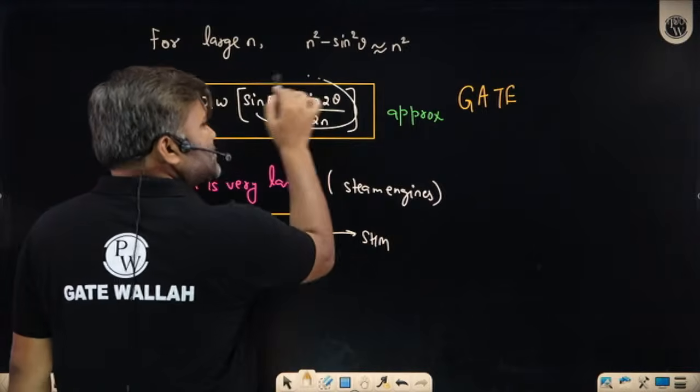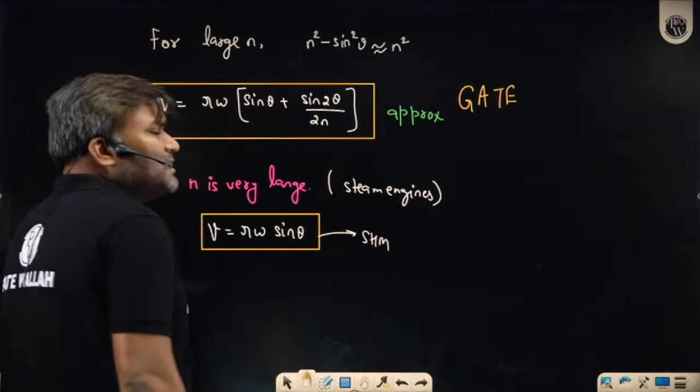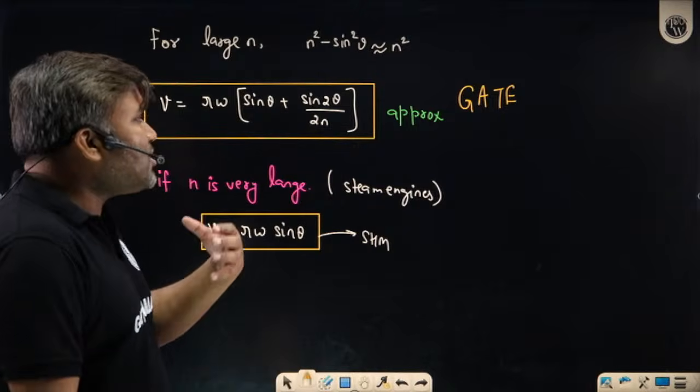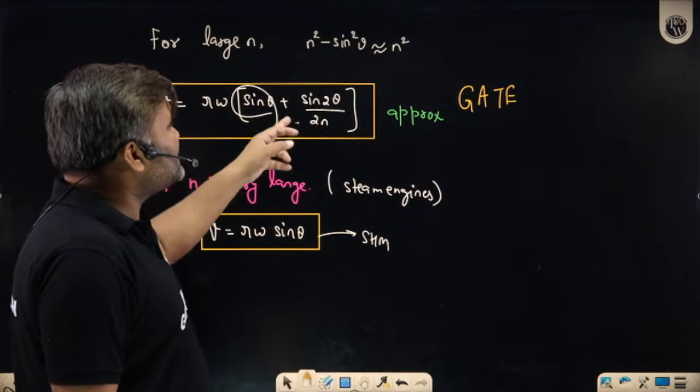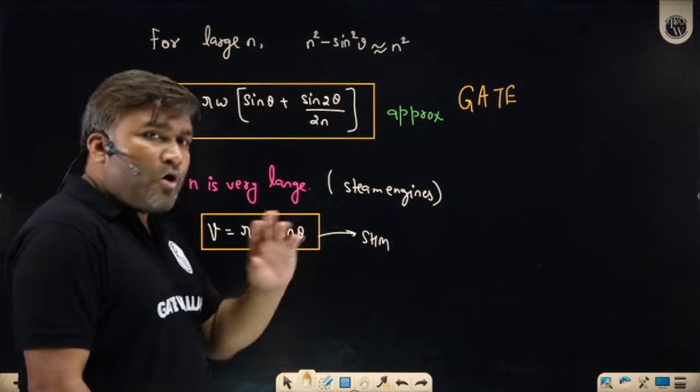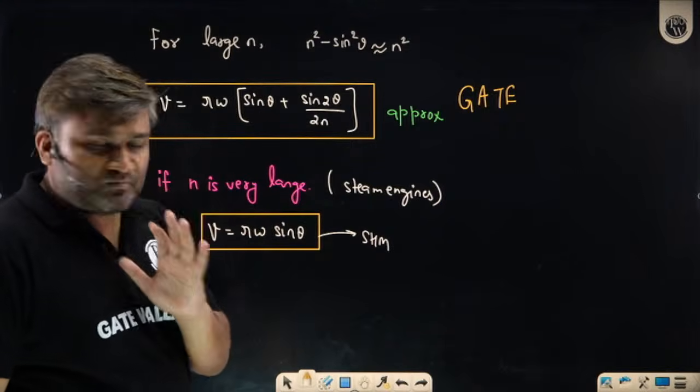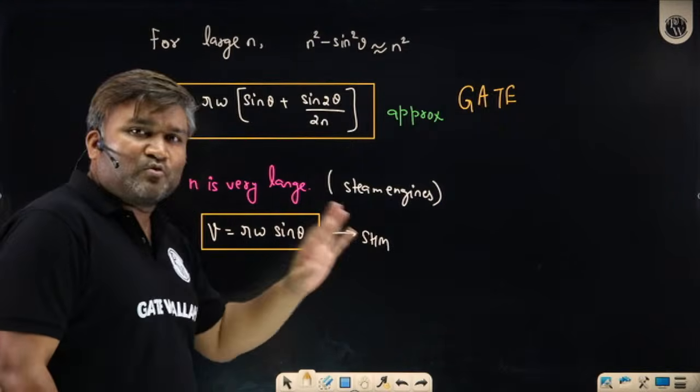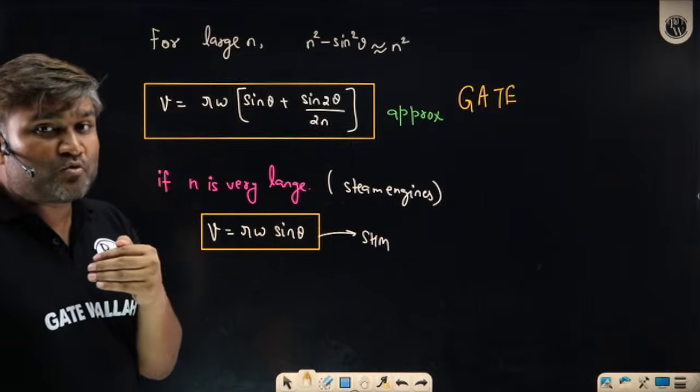What about the acceleration, sir? This is also in terms of sin theta. It is harmonic motion, but it is not that simple. It is sin theta, sin 2 theta divided by something. So it is complex harmonic motion. This is the simplest harmonic motion. And what does simple harmonic motion mean?